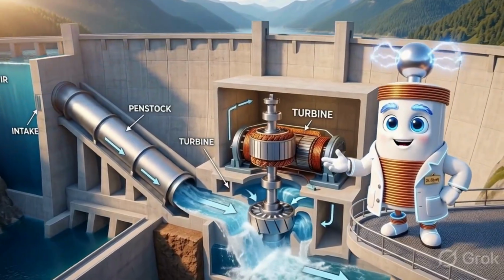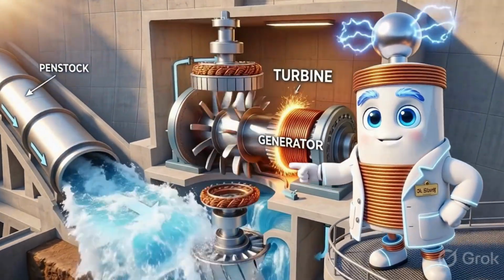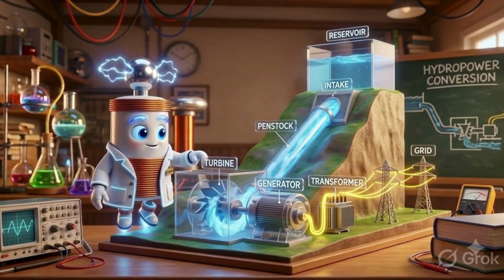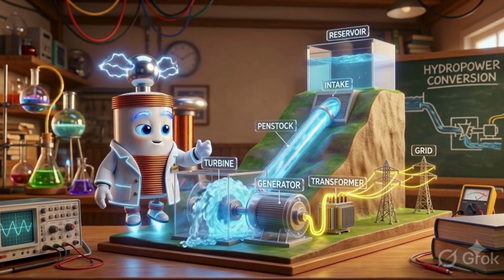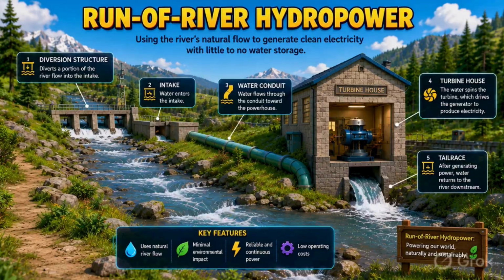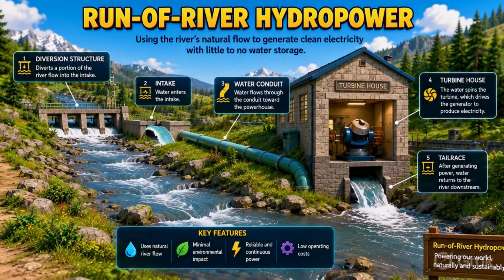The first major type is the storage or impoundment plant. A dam stores a large quantity of water, allowing operators to control when and how much water is released for generation. When electricity is required, stored water flows through the intake and penstock, rotates the turbine, drives the generator, and sends electricity to the grid.